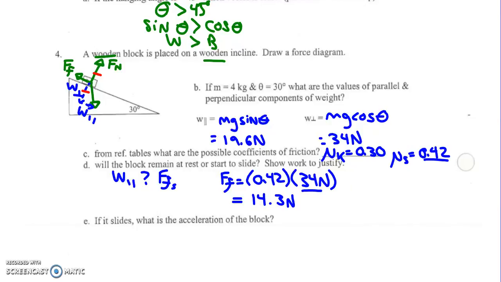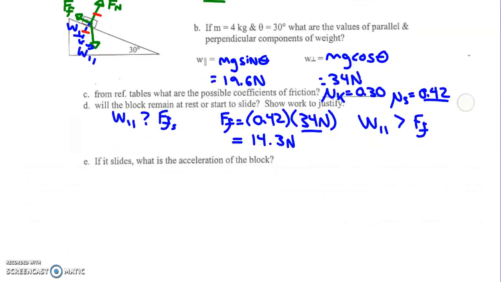So now, here's the catch. We know that it's going to slide because the weight parallel is greater than the force of friction. In the next part, we're asked to figure out the acceleration of the block, so we know that a equals F net over m. But what we do not know at this point is what the net force is, because once I've established that it's going to slide, we're no longer dealing with a static case, we're dealing with a kinetic case.